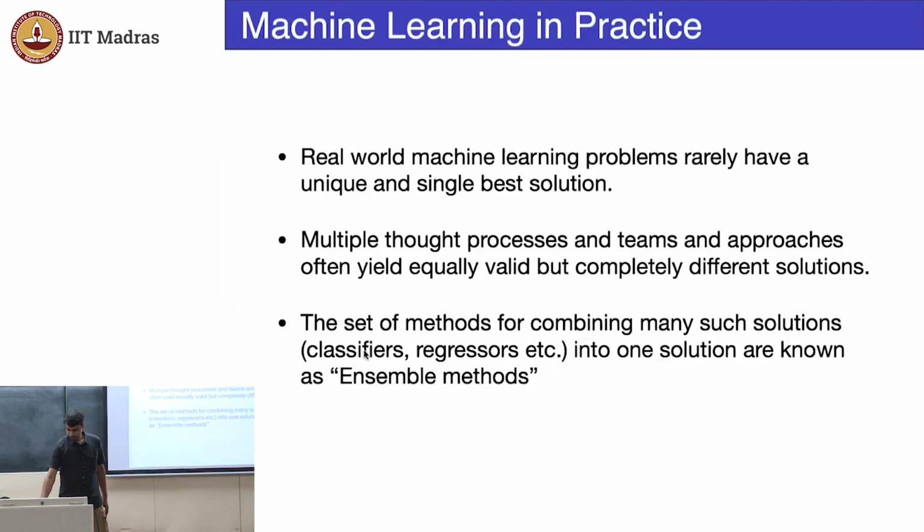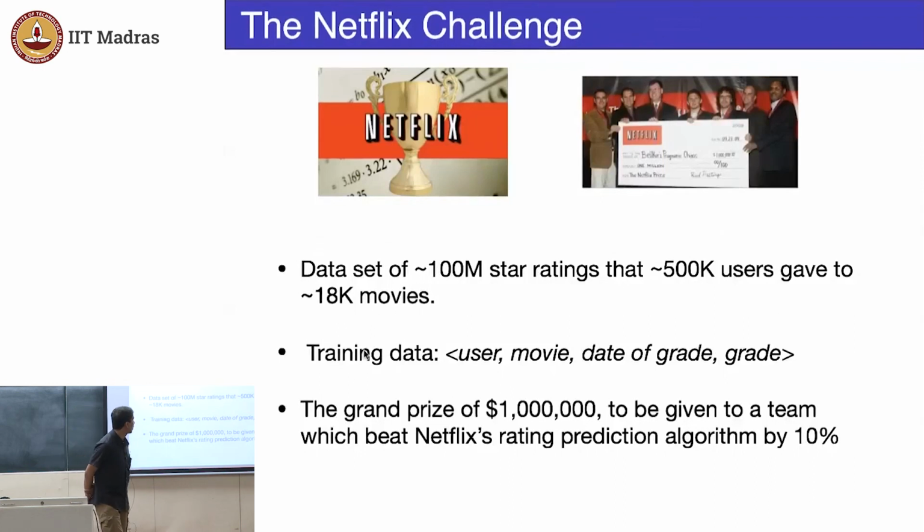Okay, so here is one practical example. This is kind of an outdated example because this was in the 2010s, 2008, 2007 timelines, where at that time Netflix was still a company which sent out CDs containing movies to people and not a VOD platform. They had this challenge which had about 100 million star ratings of about 500,000 users of about 18,000 movies. So at that time, this was considered a huge data set.